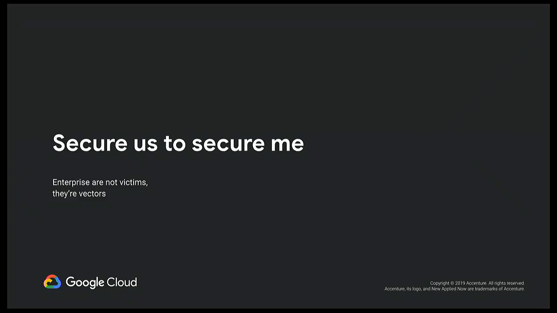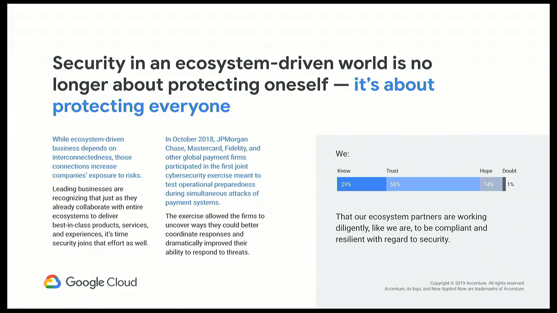So the third trend that I wanted to talk about is secure us to secure me. This is all about security. And the point here is that security is no longer just about protecting oneself. It's about protecting everyone, right? And as a business, it still typically sees cybersecurity as an individual effort, meaning that if I secure my own systems, if I secure my own data, then I'll be safe.